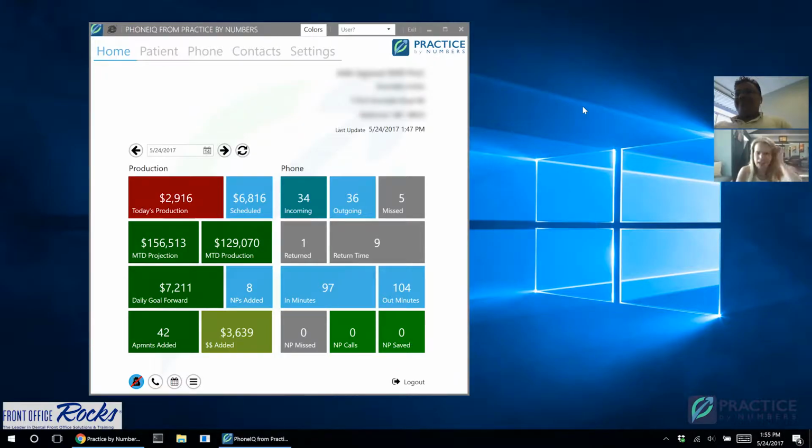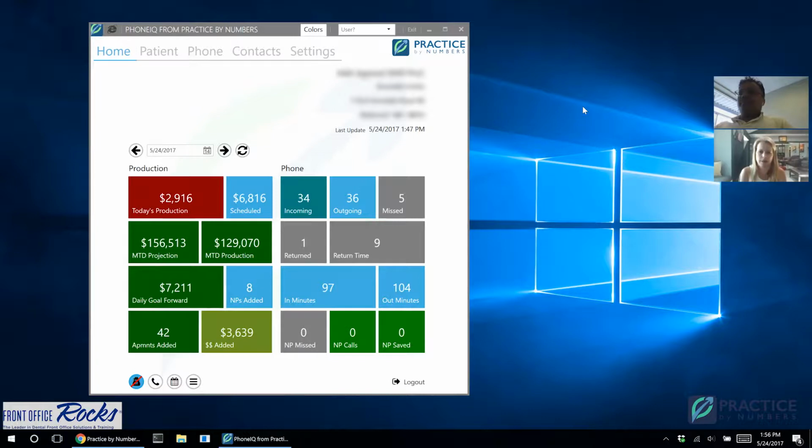Welcome back. As an office manager or a doctor, one of the things we want to do is monitor how things are happening in our practices. So Rohit is here from Practice by Numbers, and I am here to learn about Practice by Numbers and how it can help us monitor one segment of our practice, which is our phones. What is going on with the phones?